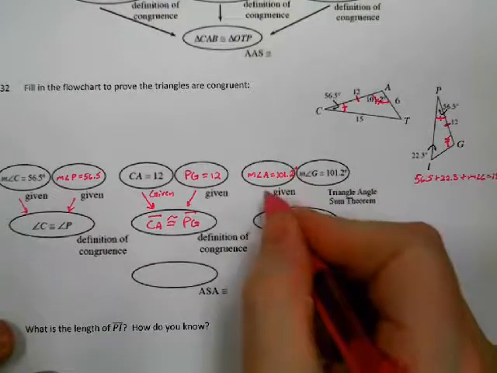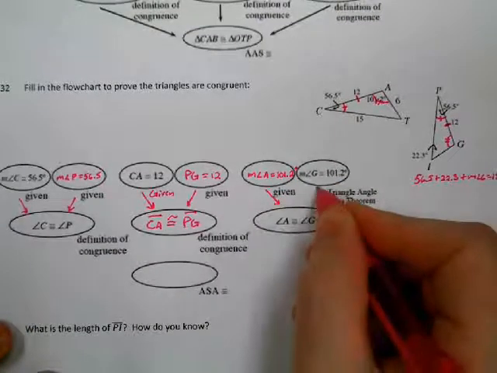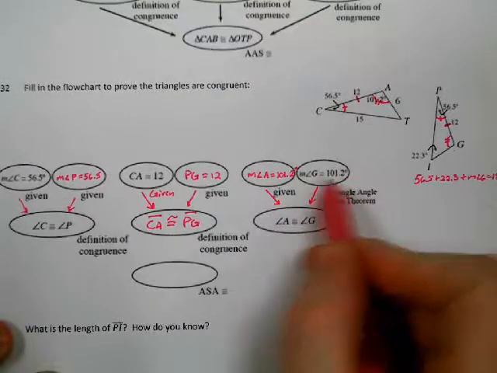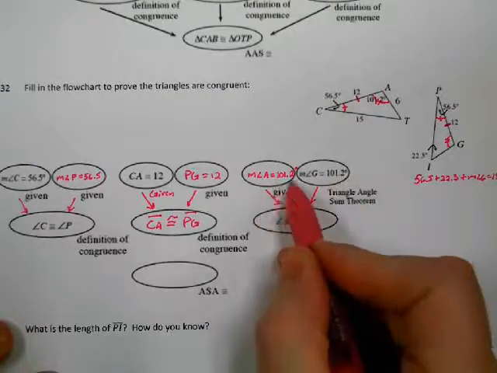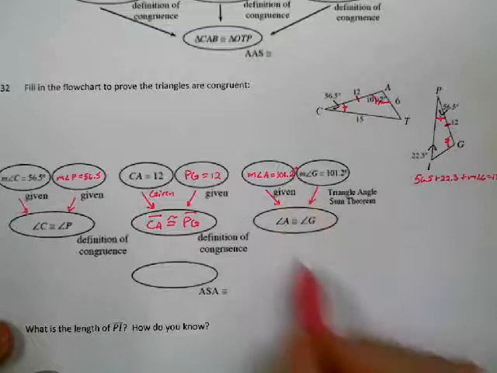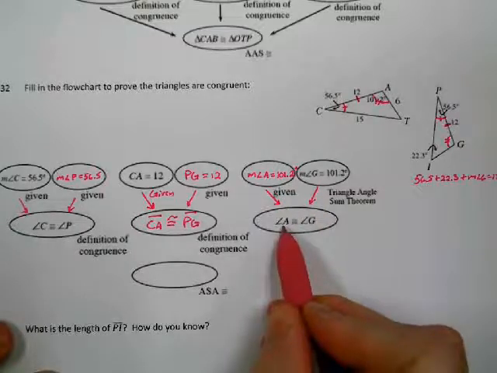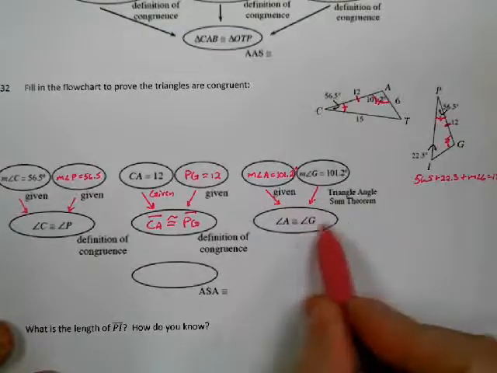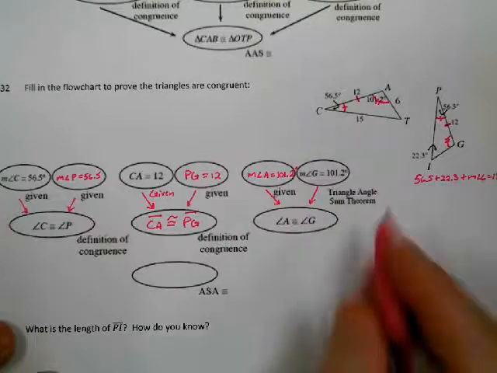So now I have just stated two angles that both have a measurement of 101.2. So now I can say that angle A is congruent to angle G. Oh, we're missing a reason. The reason is definition of congruence.